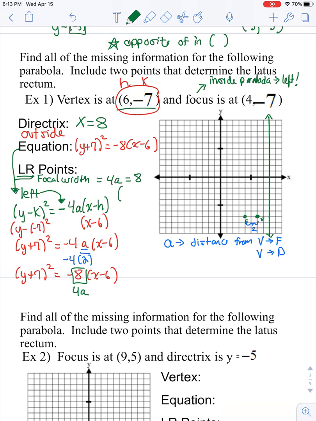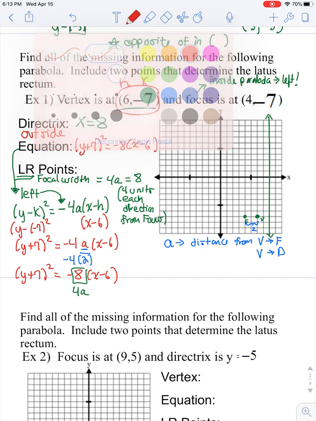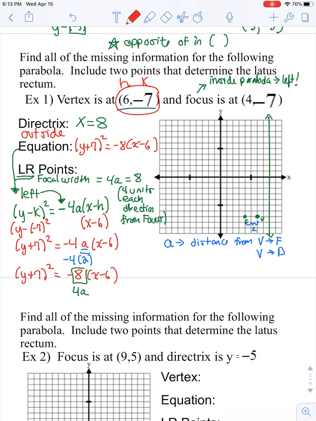And as we did yesterday, that means we're going to have to go 4 units each direction from the focus. So if we come back to our diagram and we find our focus again, this time we're going to go 4 units up, 1, 2, 3, 4, and 4 units down, 1, 2, 3, 4, and now we need to identify these points.